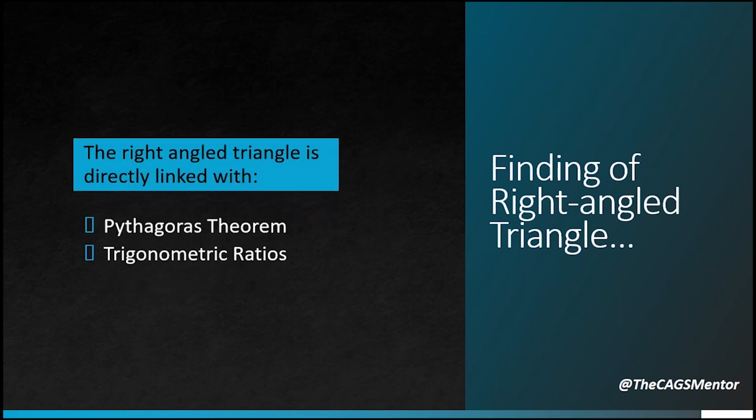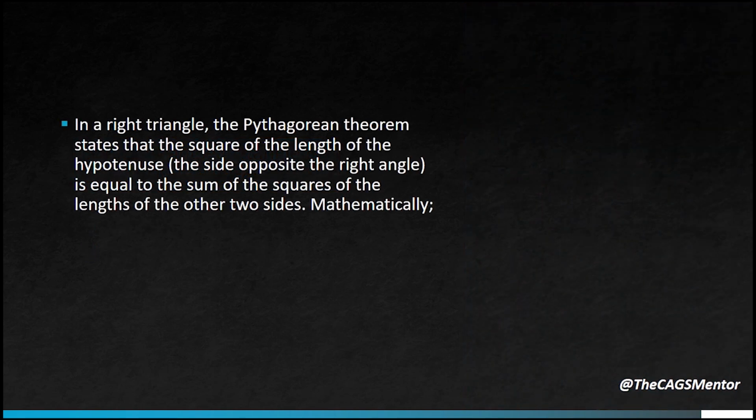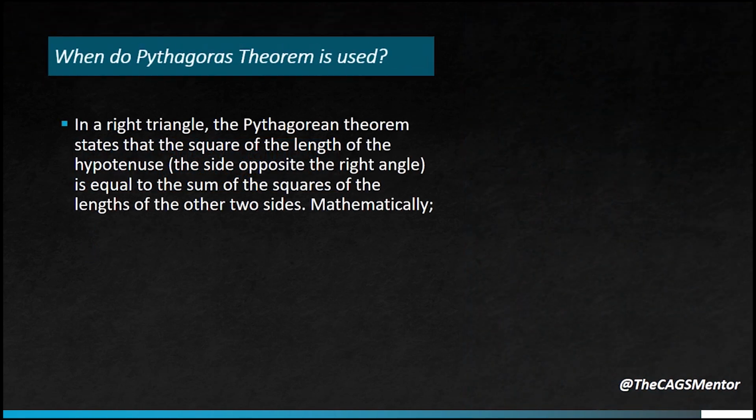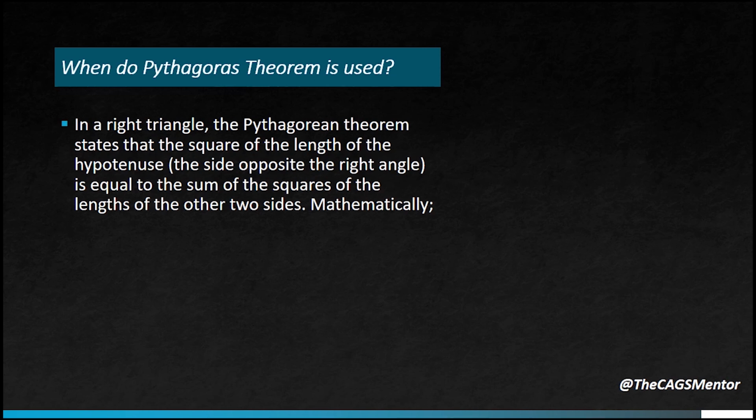The right angle triangle is directly linked with the Pythagorean theorem and trigonometric ratios. First, Pythagoras theorem. Here is a question: when is the Pythagoras theorem used? The answer is: in a right angle triangle.